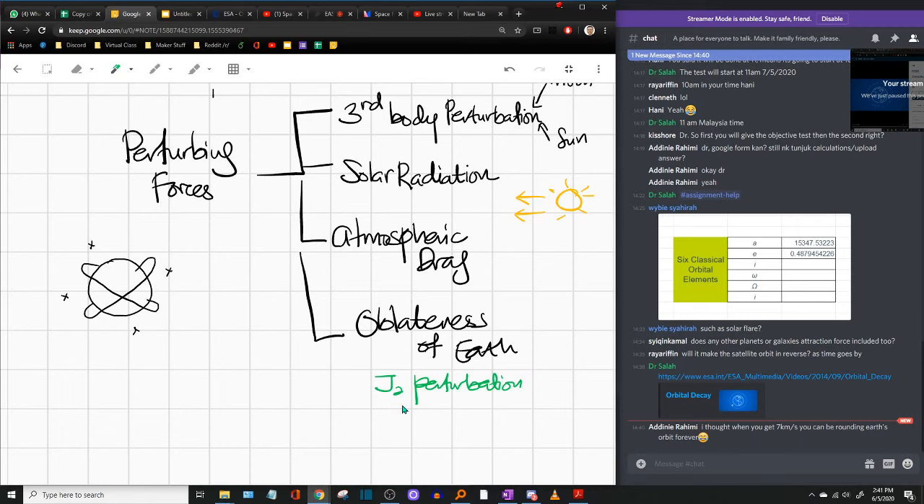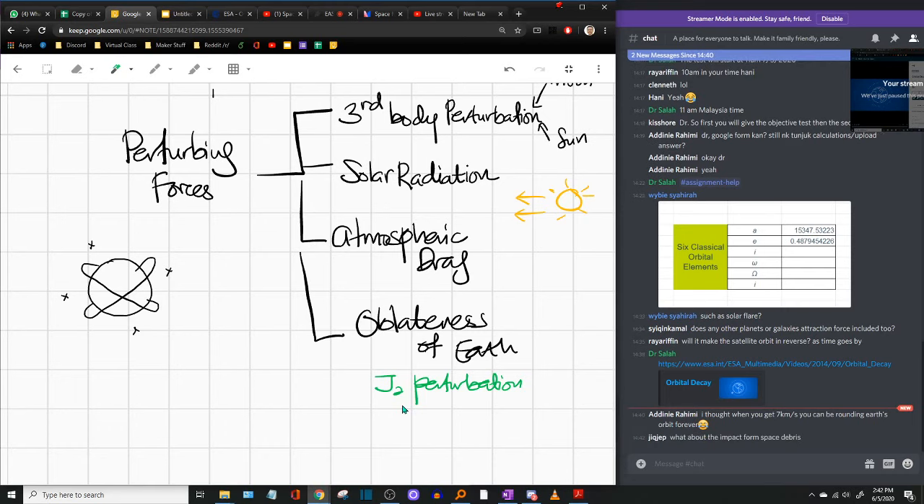Hopefully there are only four main ones that we are going to look at today. Third body perturbation, the small perturbing force that comes from the gravity pull of the moon and the sun. Secondly, solar radiation. Yes, radiation exerts some pressure on our satellite as well. Atmospheric drag, a really significant perturbing force, and also oblateness of Earth, which I think is going to be the core of what we're going to talk about in this chapter.